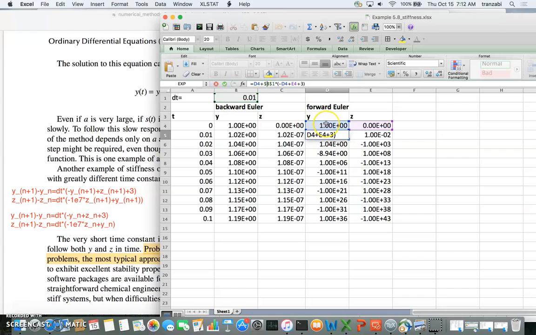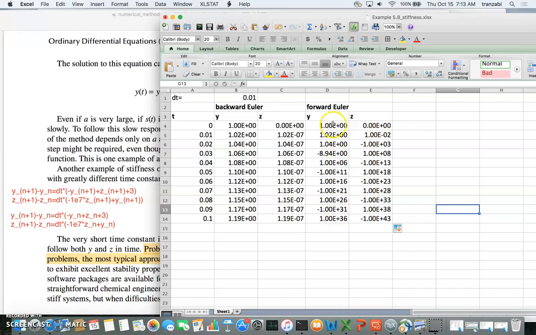Okay, so this initial condition, what is y_{n+1}? Well, it is y_n, the blue cell, plus delta t times the right side of this, which is minus y_n plus z_n plus 3. Okay, fine. And what is z_{n+1}? Well, z_{n+1} is going to be, according to this, the current z plus delta t times minus 1 times e to the 7 times z_n plus y_n. Okay, fine. Enter.